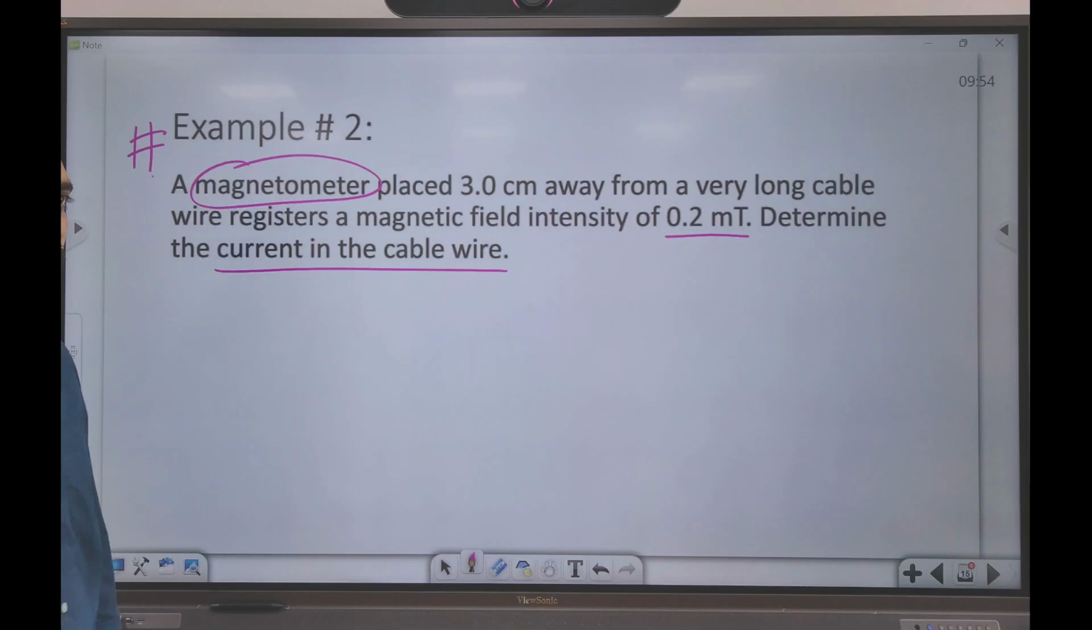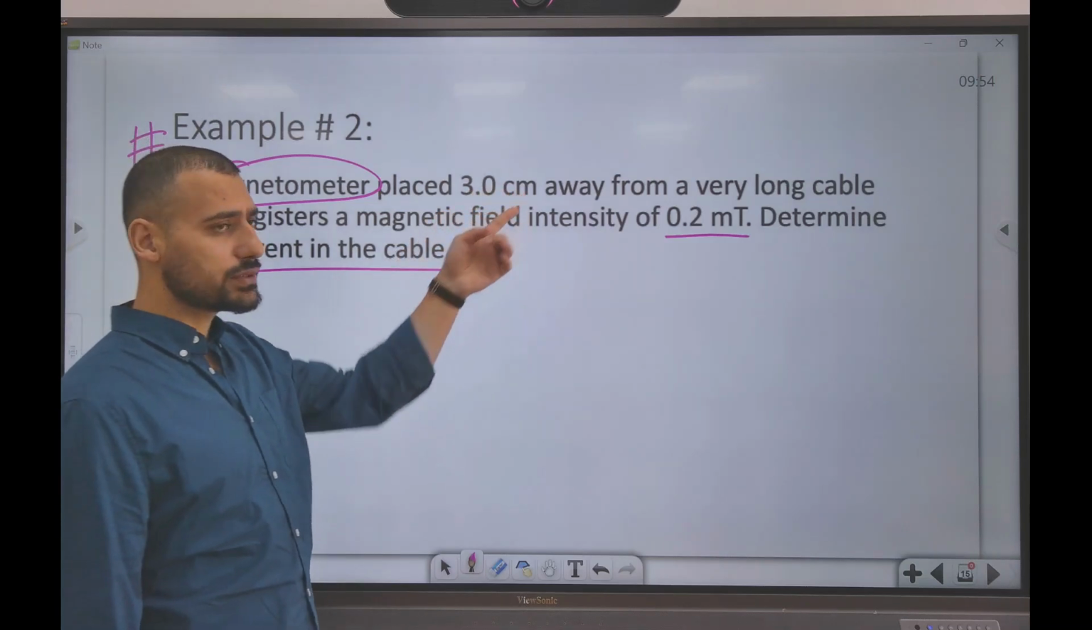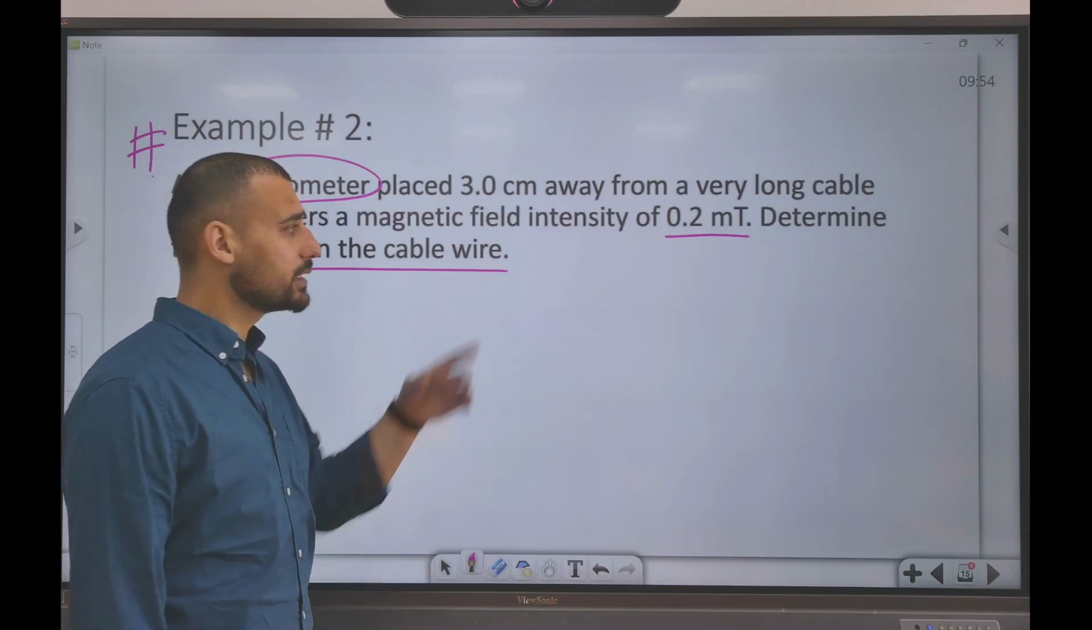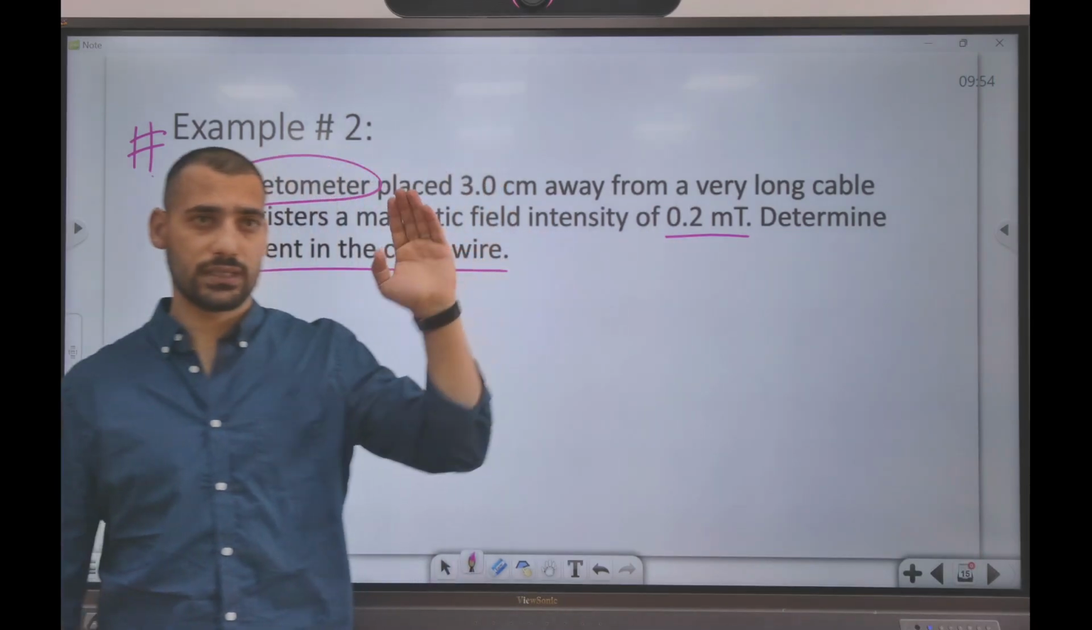Tell me the answer. 1.3 times 10 to the power negative 8 for this. Did you change the values? It's 3 centimeters. It is 0.2 millitesla. Standard value is Tesla.